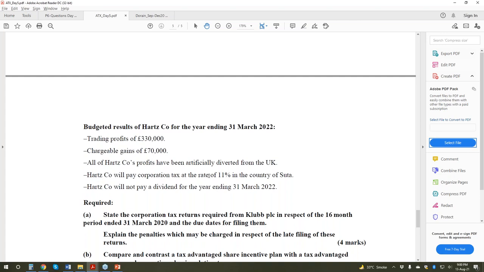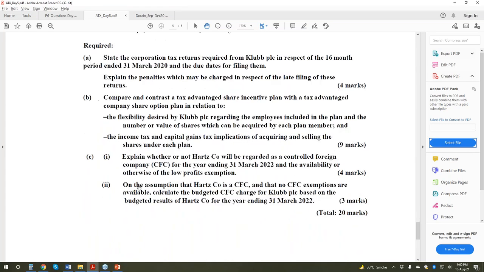HCO will pay a corporation tax at the rate of 11% in the country of S. HCO will not pay a dividend for the year ending 31st March 2022. So this rate will be used for calculating the CFC charge as well as the DTR. Now, in the requirement, we have to tell whether HCO will be regarded as a CFC. Yes, it will be regarded as a CFC. Why? Because it has been created or bought for artificially diverting the profits from UK. And secondly, we own more than 30% of that.